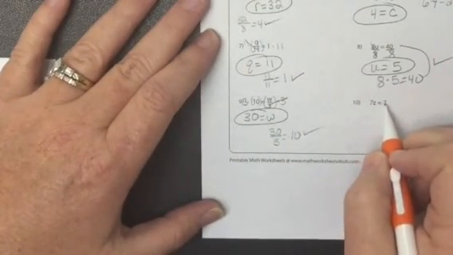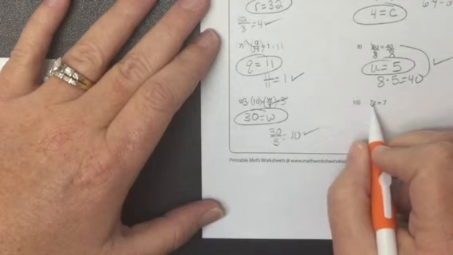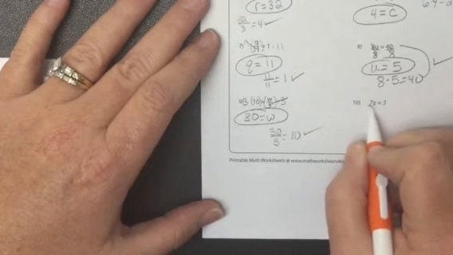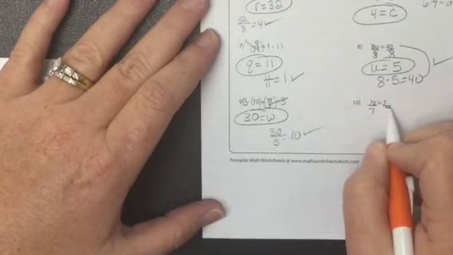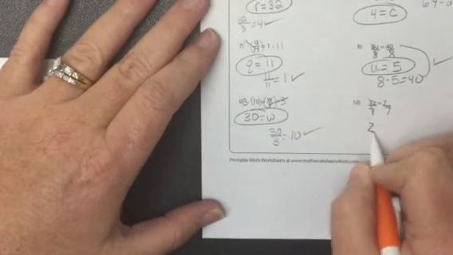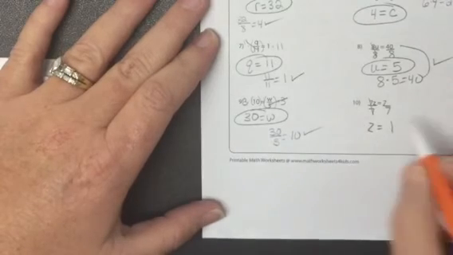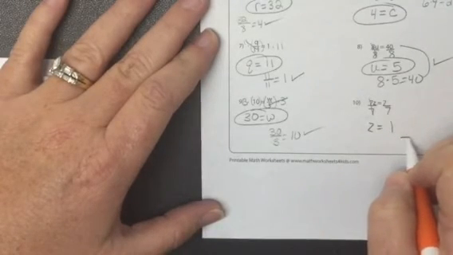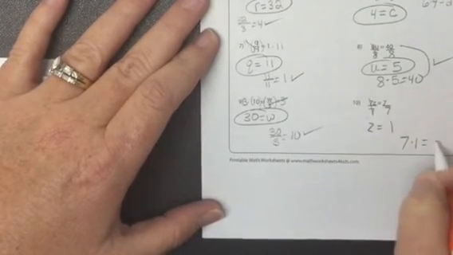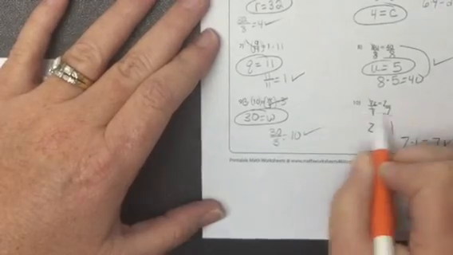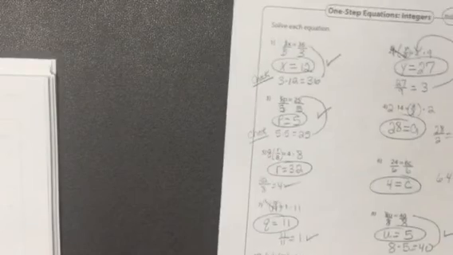7 times z equals 7. So I'm multiplying. So I'm going to do the inverse, which is going to be divide by 7. Divide by 7 cancels out. I'm left with z is equal to 7 divided by 7, which is 1. Let me check. 7 times 1 is 7, and that's what it's supposed to be. So there are our examples.